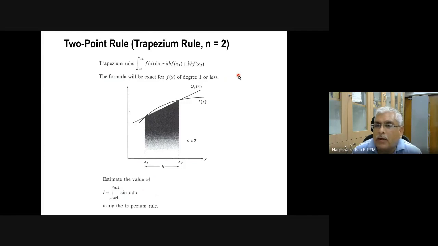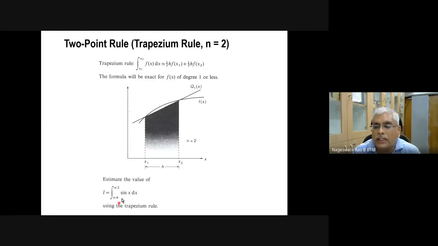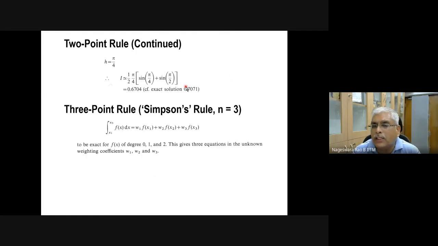Anyway, time is running out, so I'm going to stop here. Here n is equal to 2. Why n is equal to 2? Because you are evaluating the function at 2 points. Some example is given here, and it is all self-explanatory. You can go through that. When you do this using trapezium rule, this is what you get, whereas the exact value, you can easily do this integration, is this. So this is the amount of error you are getting.